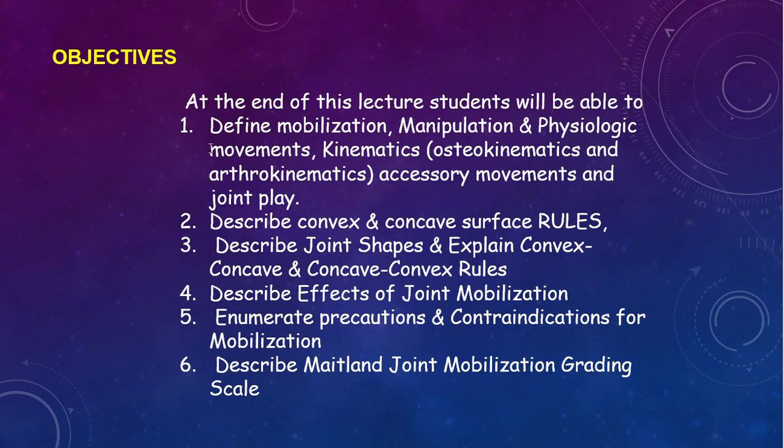All right. Our learning objectives will be that at the end of this class, you should be able to know the difference between mobilization and manipulation. You should be able to know what it means, of course, and know the difference between them. Know something about kinematics, accessory movement, joint place, scapulohumeral movement, things like that. You should be able to know the shape of the joints in the light of convex concave surface rules, and be able to describe the effect of joint mobilization and manipulation.